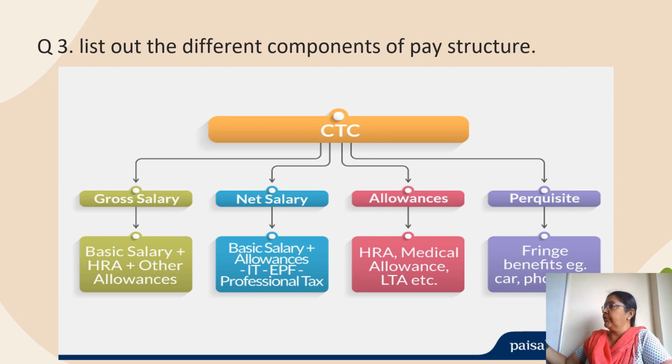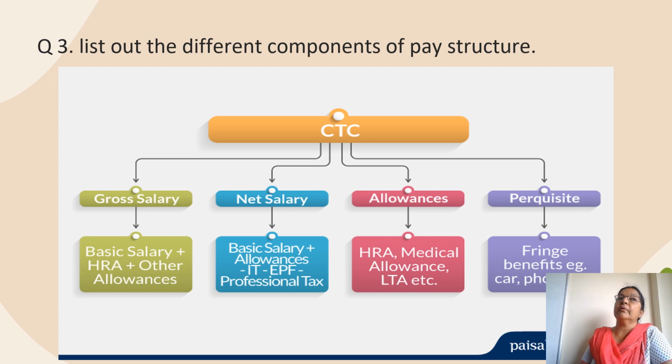CTC: first you will get an offer of your gross salary, that is your full salary, which will be basic pay plus HRA plus other allowances. What is HRA? Yes, house rent allowance. Good. So from that gross salary, you will get in hand your net salary. What is your net salary? Net salary will be minus your professional tax, minus your income tax, and minus your EPF.